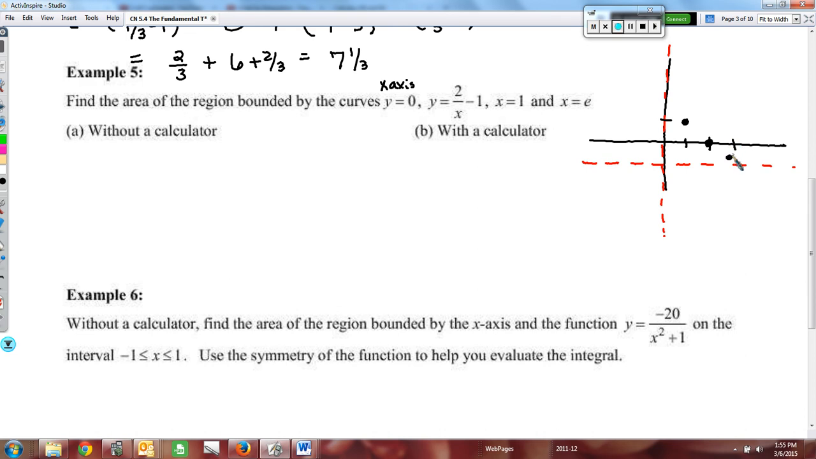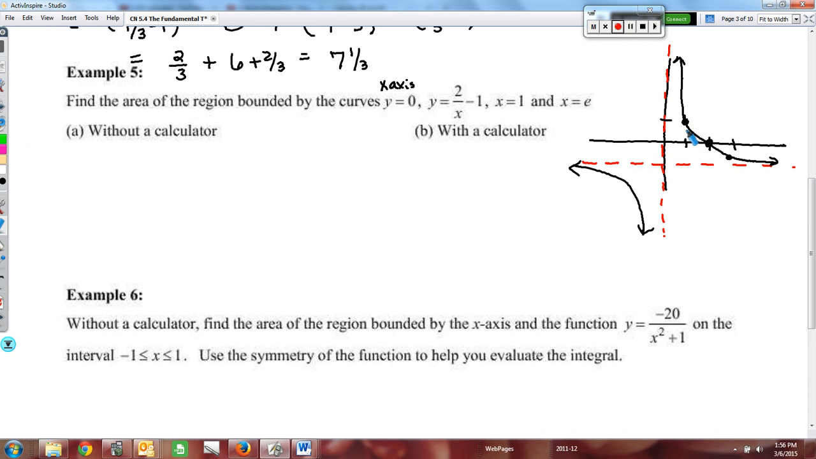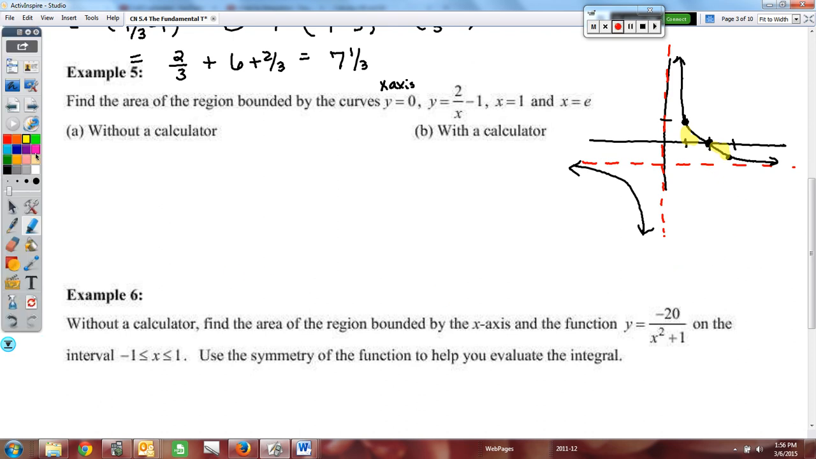I actually don't need to know what it is because we know that the function is coming in and doing this, and then the piece over here, of course, from our hyperbola would be over here. Now what I'm concerned about is the area of the region bounded by the x-axis, x equal to 1 and x equal to e. So we're essentially looking at those two little yellow sections that we're looking at.